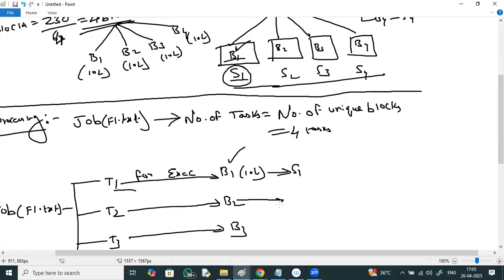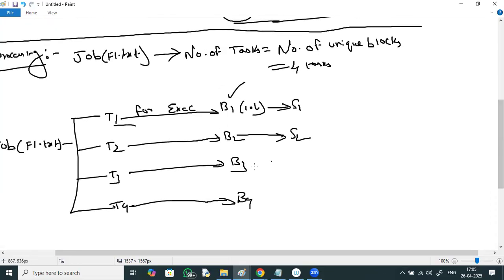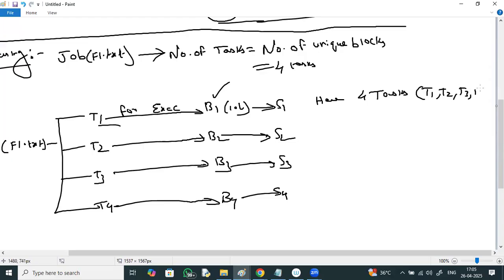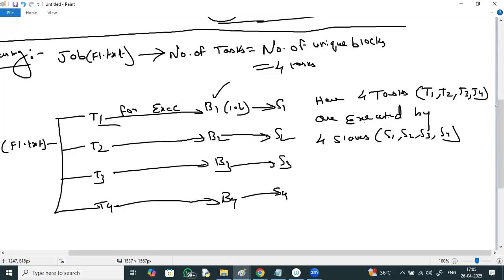Similarly, T2 task, S2 only should execute. T3, S3 only. There is no other choice. T4 by S4 only. Here, what is your observation? Here, 4 tasks, T1, T2, T3, T4, are executed by 4 slaves, S1, S2, S3, S4, parallelly.